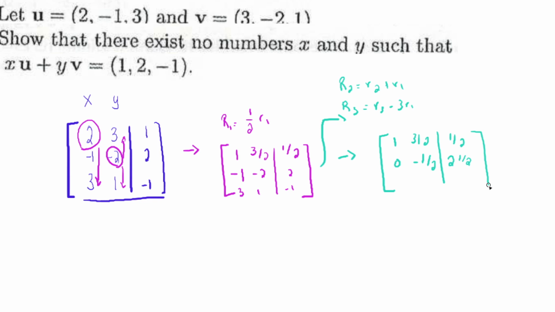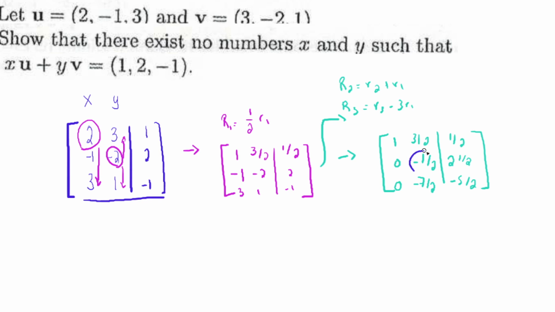And now for row 3, we have row 3 minus 3 times row 1. 3 minus 3 is 0. 1 minus 3/2 times 3 is equal to -7/2. Now -1 minus 3 times 1/2, so that's -1 minus 3/2, so -2 minus 3/2 is -5/2.